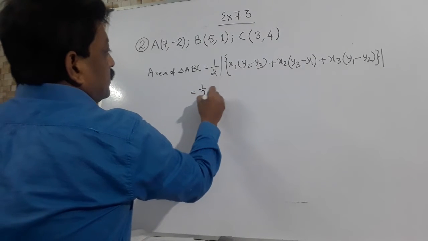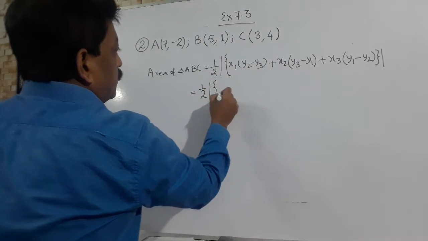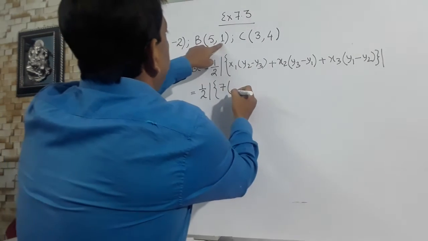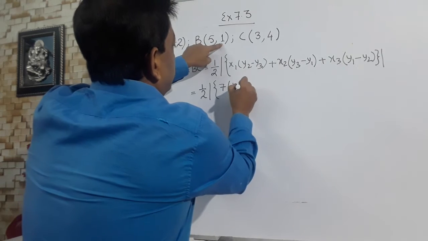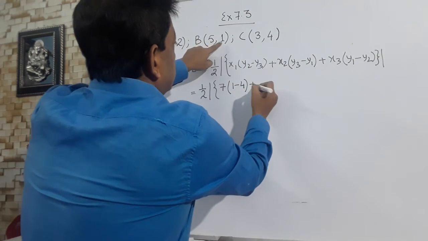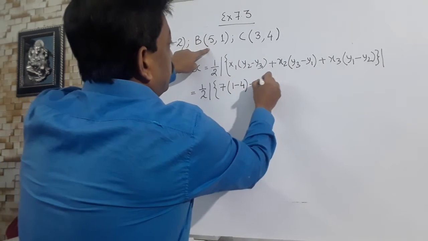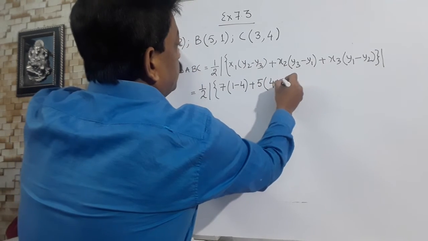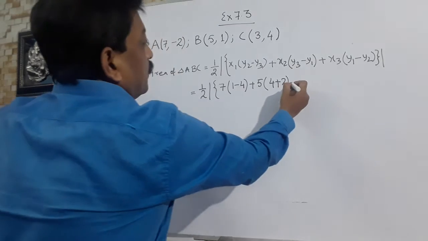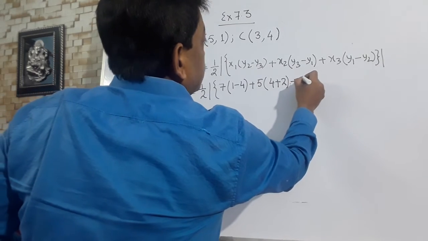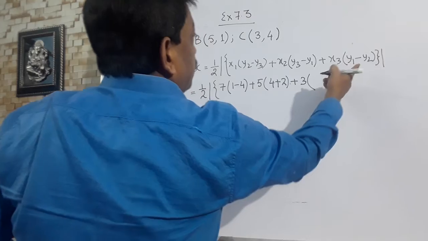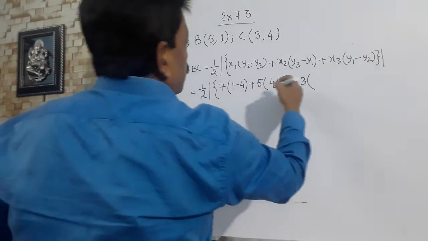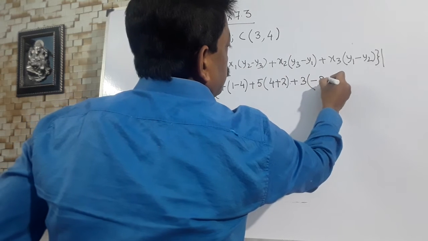Half, let me substitute all the values. So x1 is 7 multiplied by y2 minus y3, 1 minus 4, plus x2 5, y3 4 minus y1 minus 2, that is 4 plus 2, plus x3 is 3, y1 minus y2, y1 is minus 2, and y2 is 1, so minus 2 minus 1.